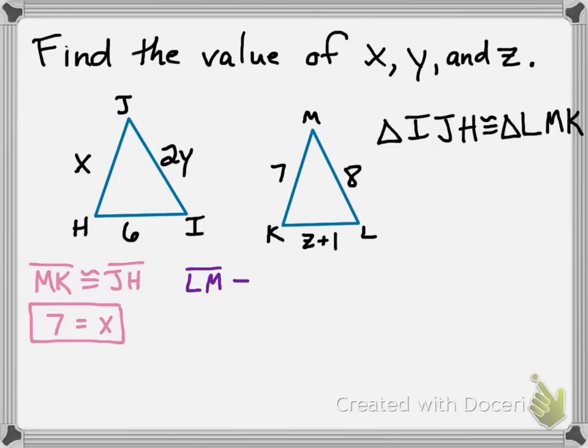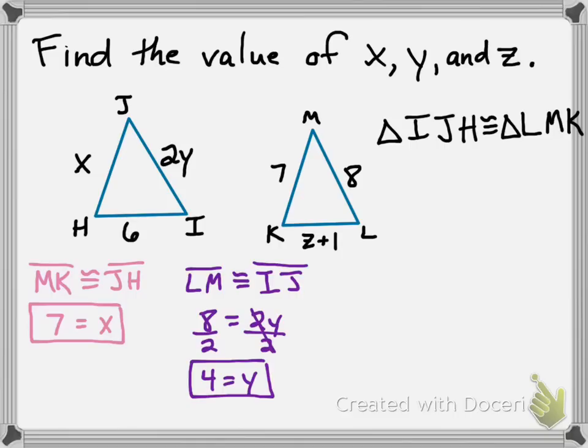Alright, next I'm going to be looking at LM and IJ, because I know that LM is congruent to IJ because they're first and second, first and second. So LM is over here, so LM is 8, and then IJ is 2y. So 8 equals 2y. Alright, well I don't have y by itself yet, but I can do that. Divide by 2, and I get that 4 equals y. So now I've figured out what y was.